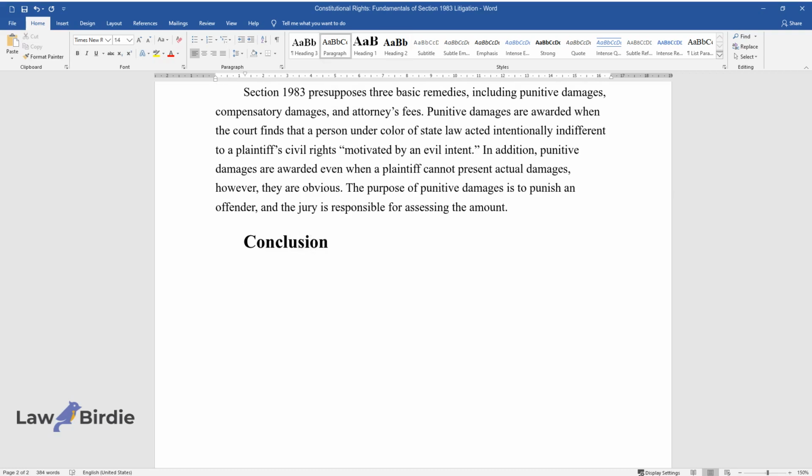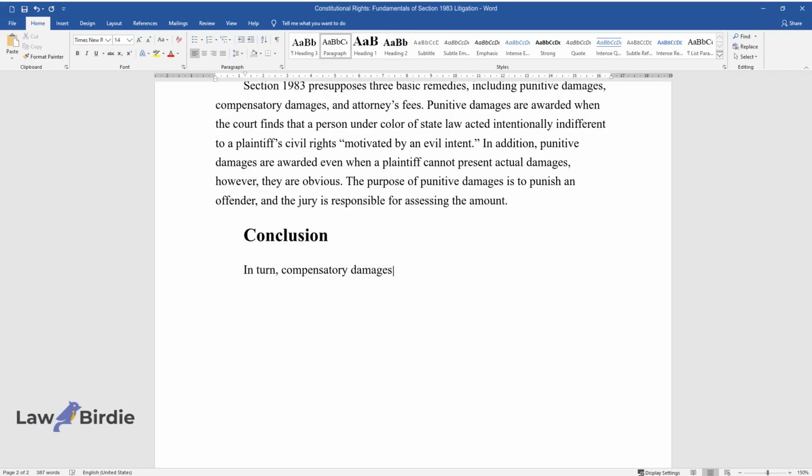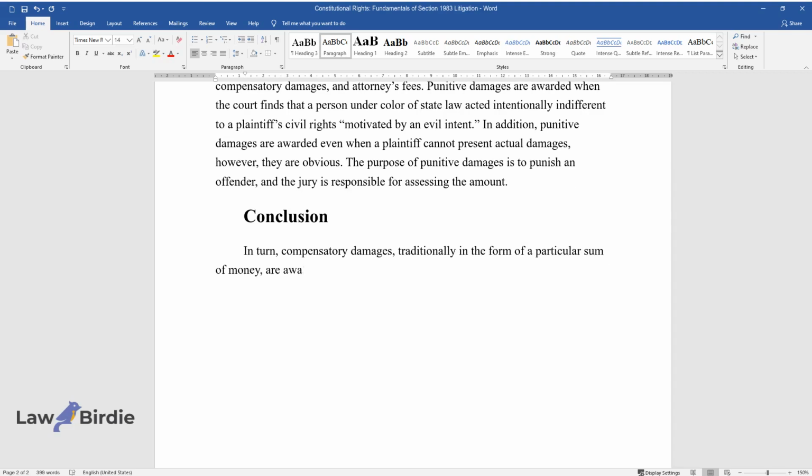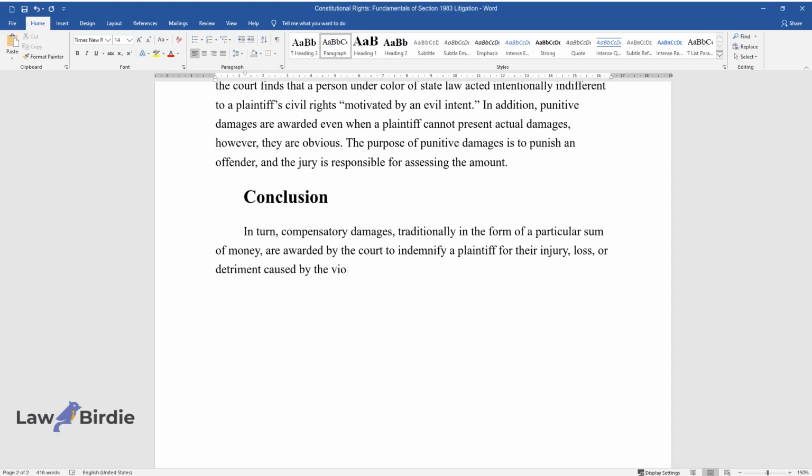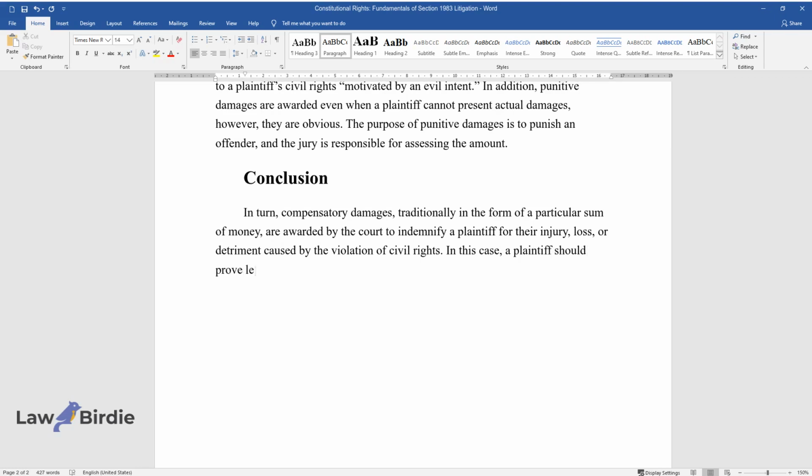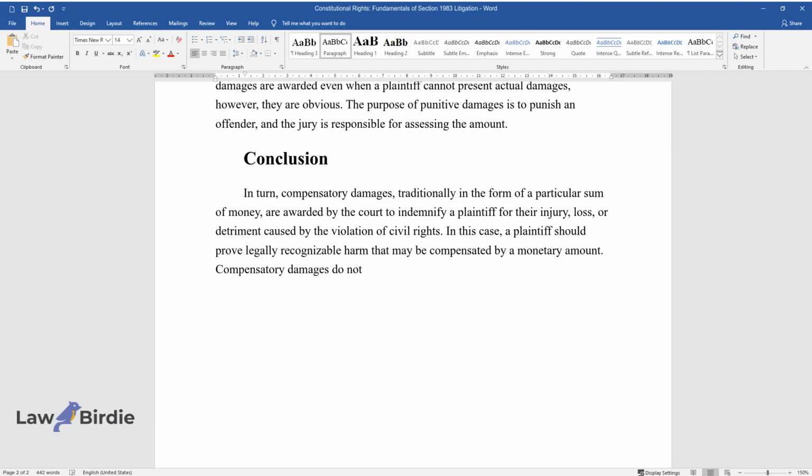Conclusion. In turn, compensatory damages, traditionally in the form of a particular sum of money, are awarded by the court to indemnify a plaintiff for their injury, loss, or detriment caused by the violation of civil rights. In this case, a plaintiff should prove legally recognizable harm that may be compensated by a monetary amount. Compensatory damages do not have the purpose of punishing an offender.